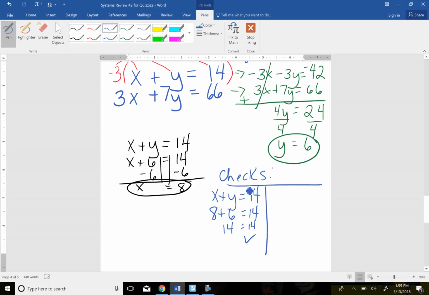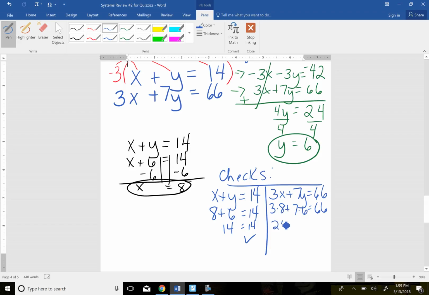Let me label my checks here. So the other equation was 3 times the number of widgets plus 7 times the number of gadgets is 66. So I think x is 8. So 3 times 8 plus 7 times y, which is 6. It's supposed to be 66.